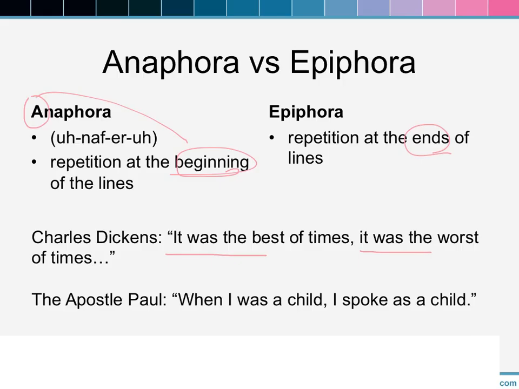Looking at another example, the Apostle Paul said, when I was a child, I spoke as a child. When we look at this one, we're looking at where that repetition occurs. As a child is the repetition that we see.